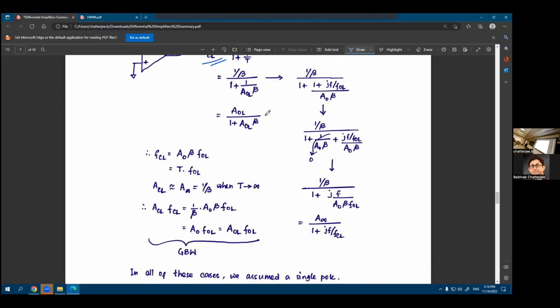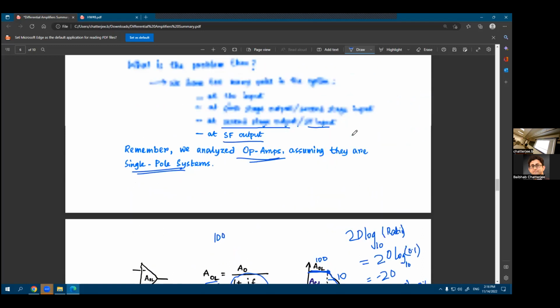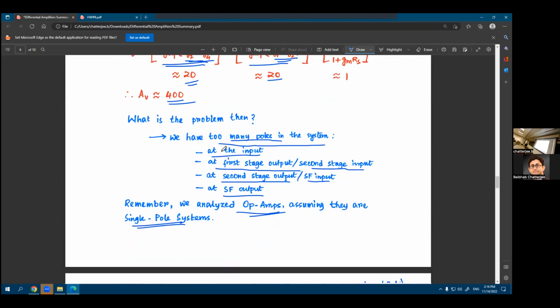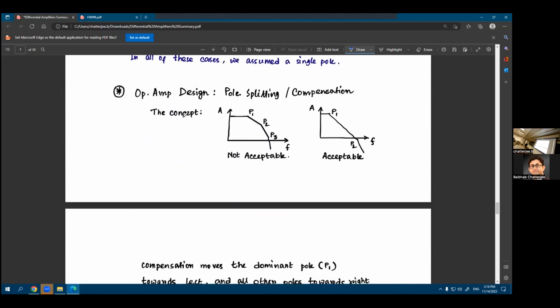So what I'm trying to get at here is that we always assume that the op-amp is a one-pole system. You have one pole, and then you have a 20 dB per decade slope. That's something that we are not satisfying here. You have so many poles because of all the RCs in the circuit. So in case of op-amp design, this is not acceptable, that you have multiple poles at multiple points in the frequency.